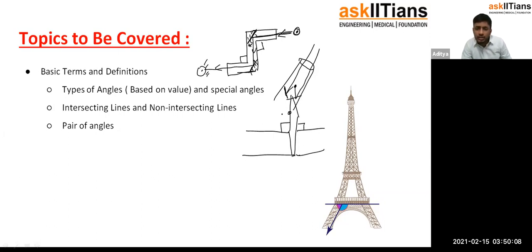Otherwise, let's say this is a building, if it is tilted even a little bit here, then over the years it can fall, right? It can crumble down. So even in architecture, it is very important.